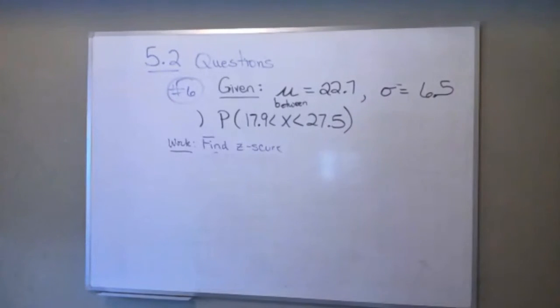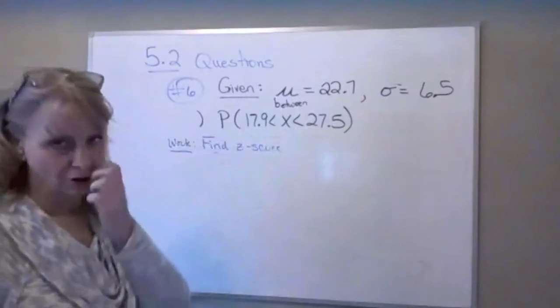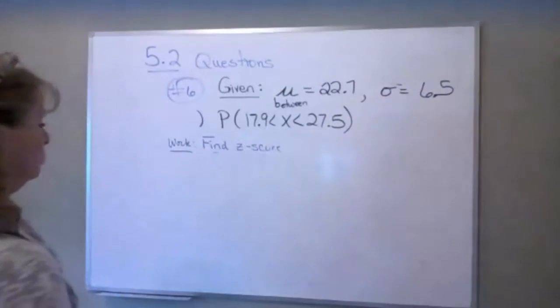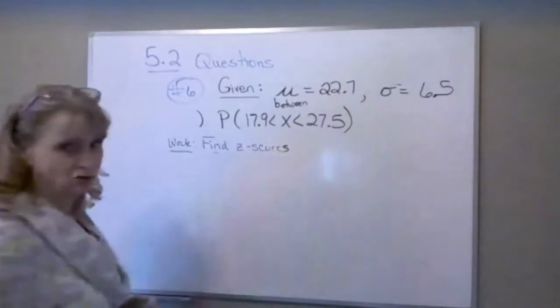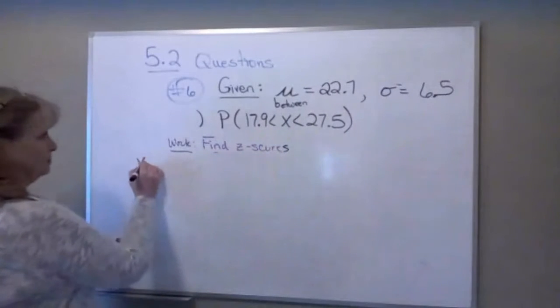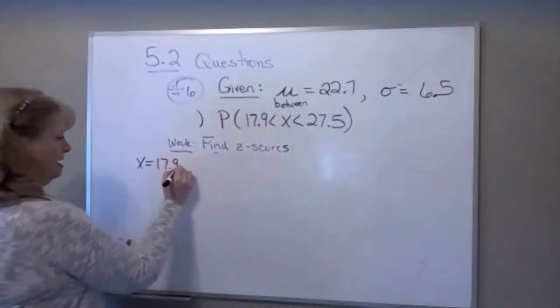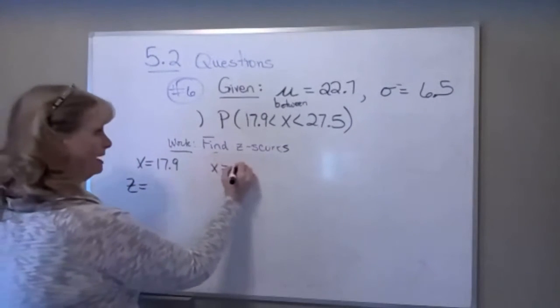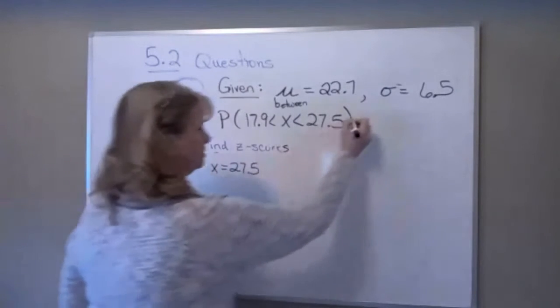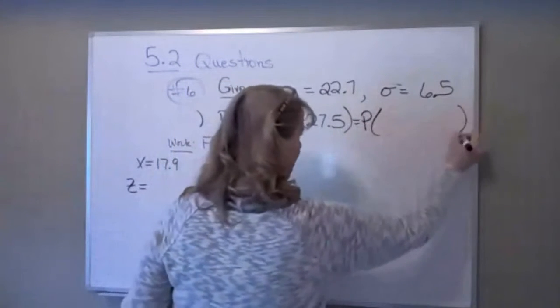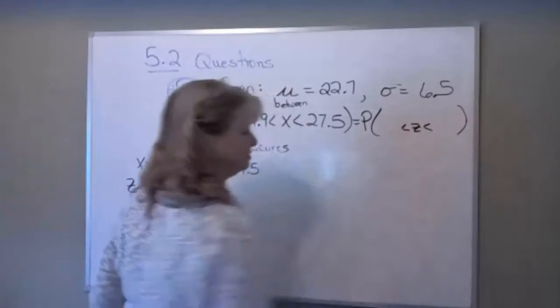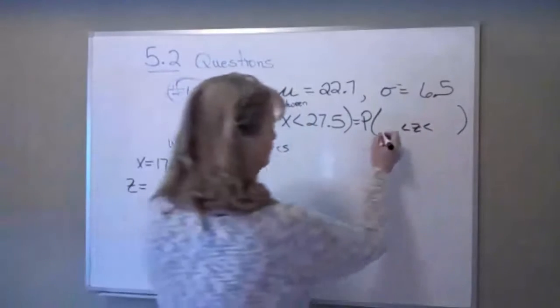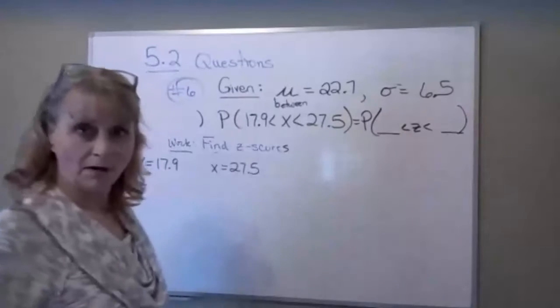Oh, okay, yeah. Yes. Okay, so when you're doing a between problem, this is how you're going to write the original question, right? So on this one, we're going to have to find two z-scores. We're going to find a z-score for x equals 17.9, and we're going to find a z-score for x equals 27.5, so that we can rewrite this as a probability that the z-score is between two numbers. That's our goal. So we're trying this number and this number. All right? We subtract them? Yeah, so... Oh, okay.